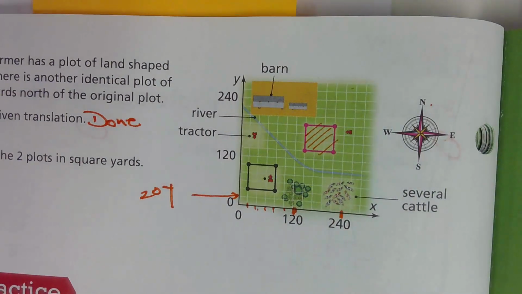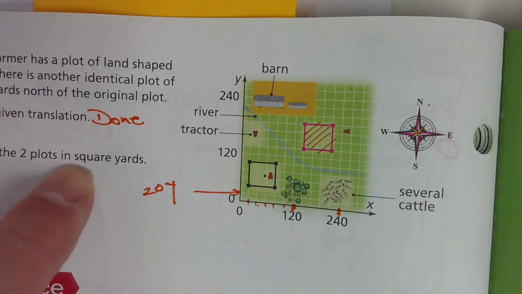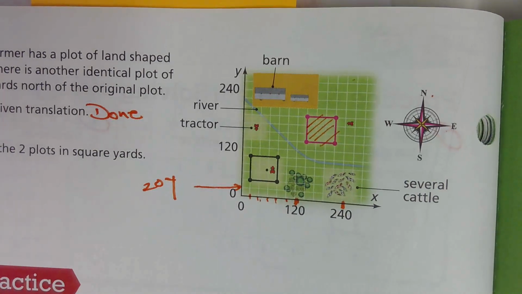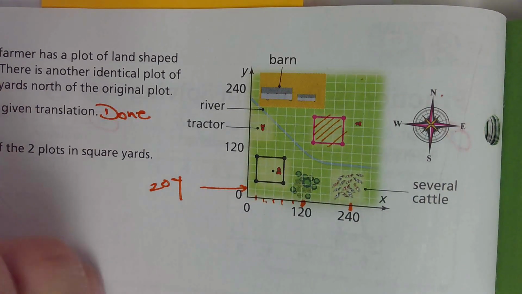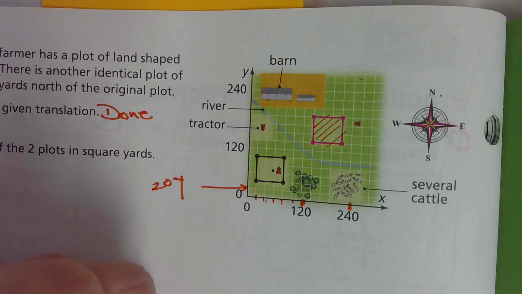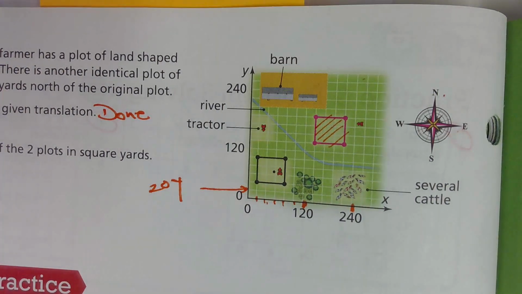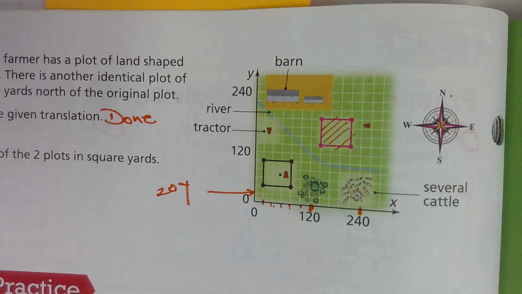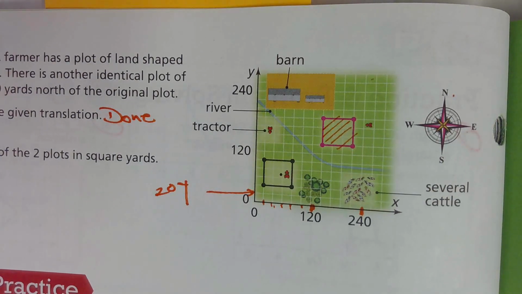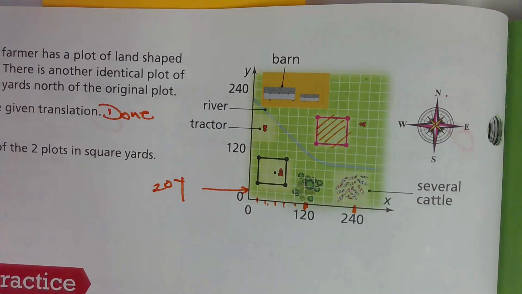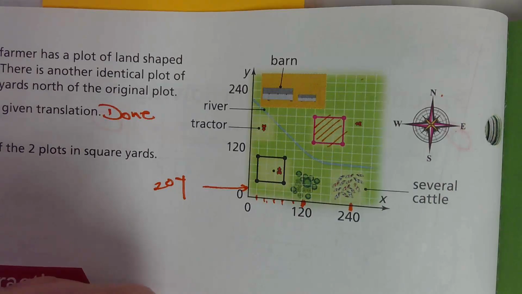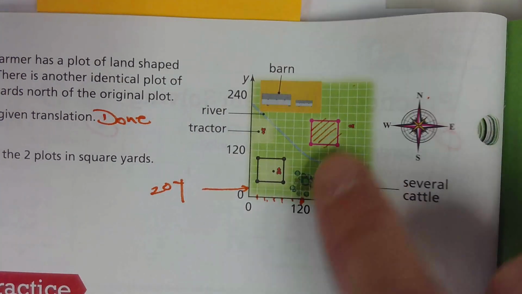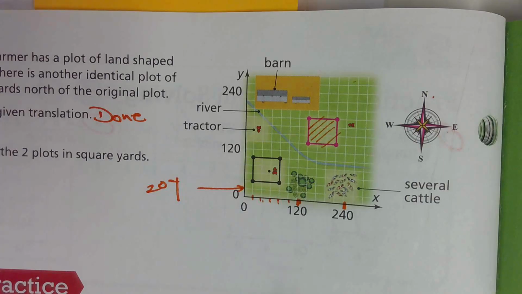Then it says, find the combined area of the two plots in square yards. Well, hopefully you remember the formula for area. Area equals length times width. So write down what it is. Don't forget, in square yards. It says the combined area, so of both of them. Okay. So you're adding up the original and the image. Okay?